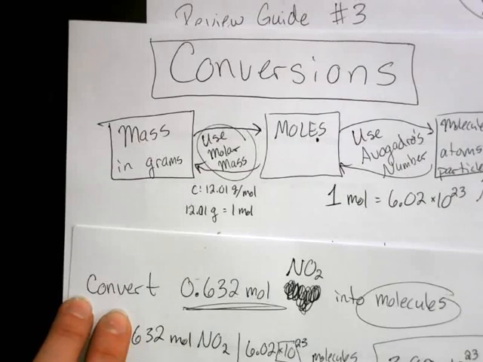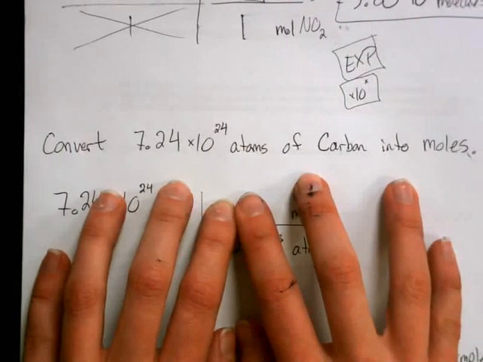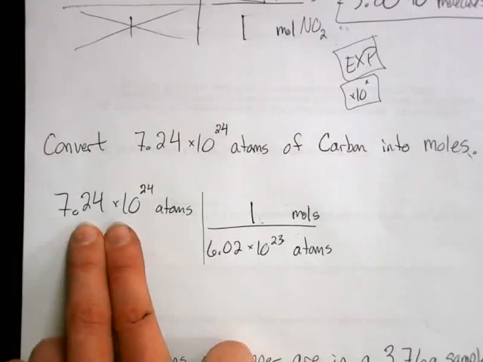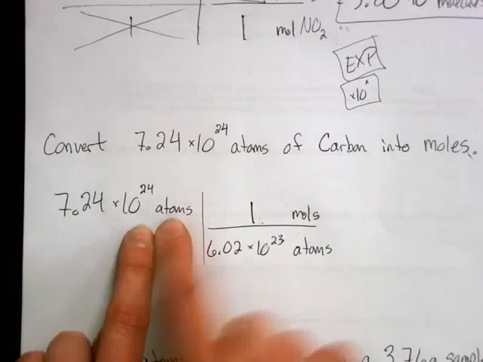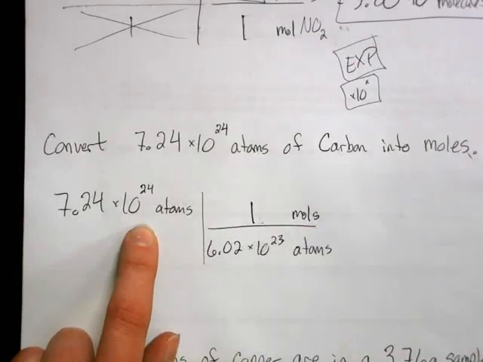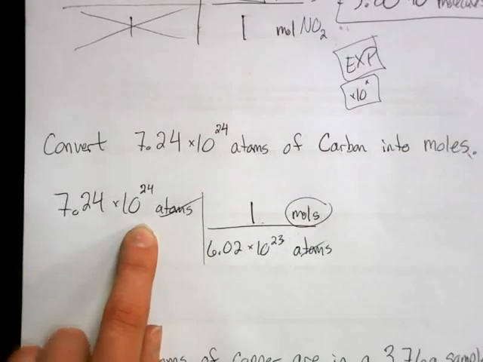So this is part 3, talking about conversions. We were in the middle of a problem, so I'm just going to pick up from that problem. We were looking at this example here, 7.24 times 10 to the 24th atoms of carbon into moles. So I'm starting with my 7.24 times 10 to the 24th atoms. Atoms comes on the bottom, moles goes on top in order for atoms to cancel and get left with moles.